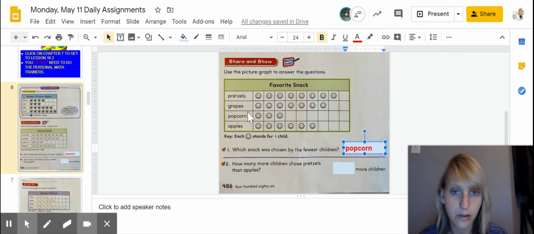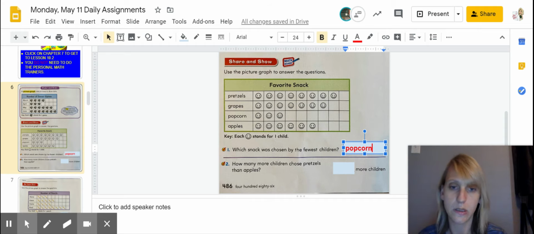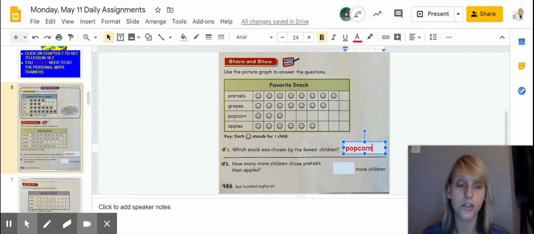So I'm going to look up here and I can see that 1, 2, 3, 4, 5, 6, 7, 8 smiley faces are on pretzels. I'm going to check my key just to make sure. It says each smiley face stands for 1 child. So that means that 8 children liked the pretzels. And then how many chose apples? Apples looks like there are 1, 2, 3, 4, 5, 6. So 6 of their friends chose apples and 8 chose pretzels.